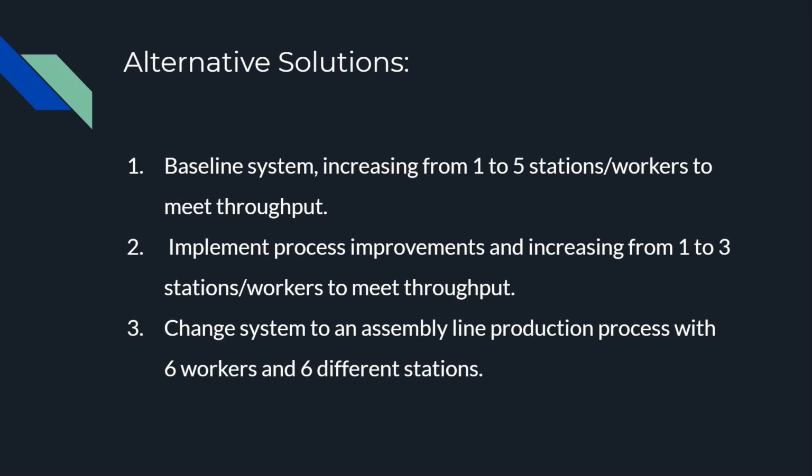This slide shows our alternative solutions to meet the desired throughput. The first utilizes the baseline system with the addition of 4 more stations and their corresponding workers. The second implements the proposed process improvements of the baseline system that will require the addition of 2 more stations with 1 worker each. The final alternative is the implementation of an assembly line process with 6 workers at 6 different process stations. Next, John will cover the simulations corresponding to these alternatives.